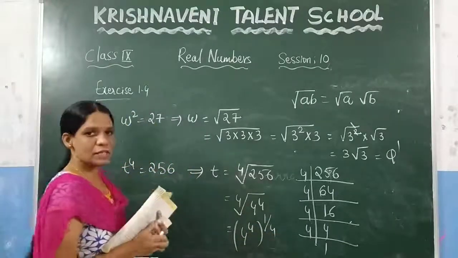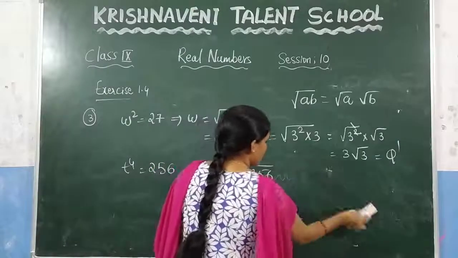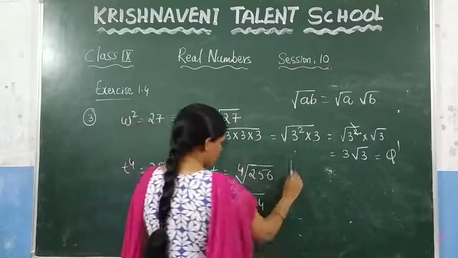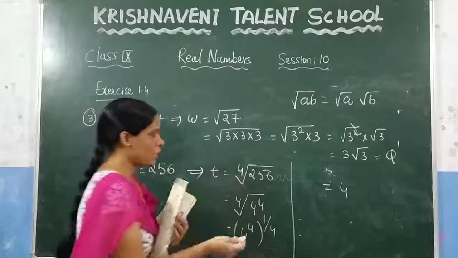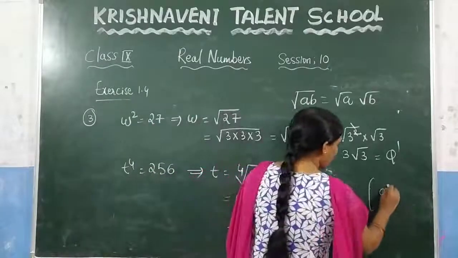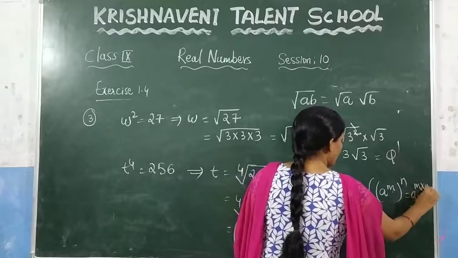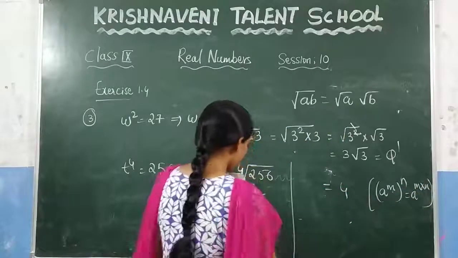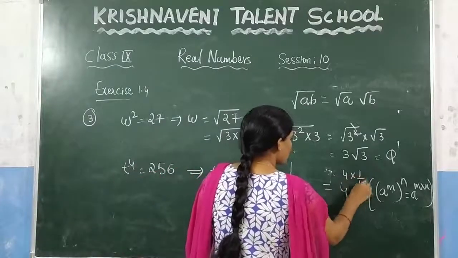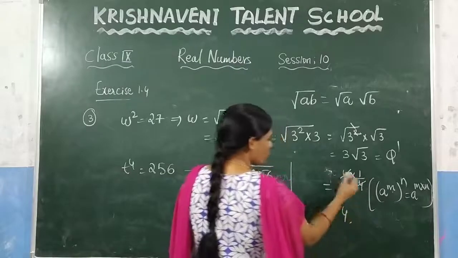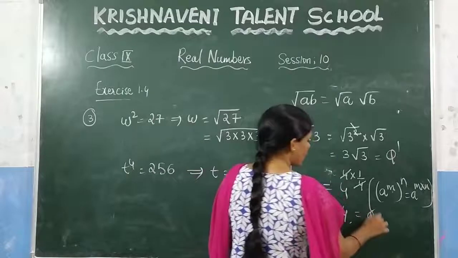This we already discussed in the earlier class. How do you write this? It is in the form of a power m whole power n. This you can write as a power m into n. Now similarly this you can write as 4 power 4 into 1 by 4. This 4 will get cancelled. You will get 4 power 1, which is nothing but 4, and you know that it is a rational number.